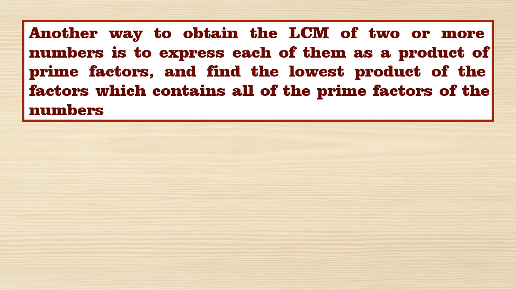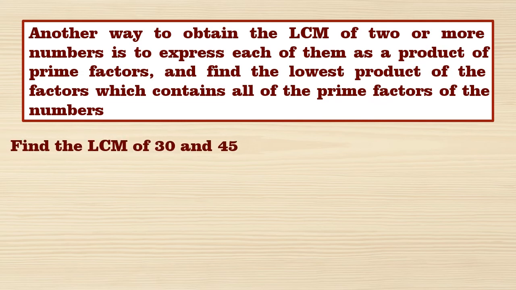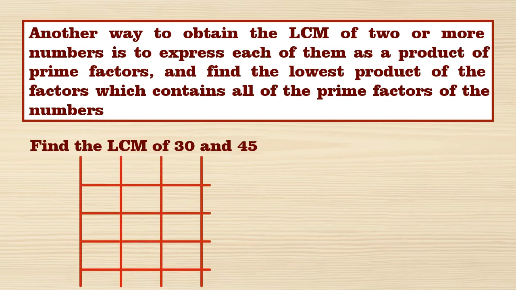Another way of obtaining the LCM of two or more numbers is to express each of them as a product of prime factors and find the lowest product of the factors which contain all the prime factors of the numbers. Example, find the LCM of 30 and 45. To do this, we draw a table like this. We put 30 and 45.